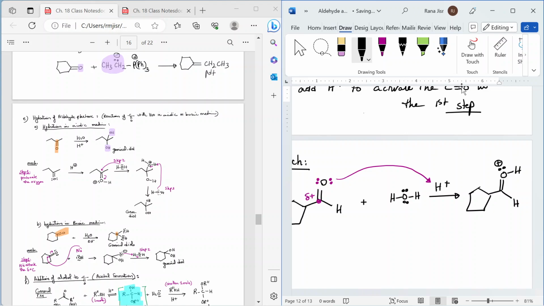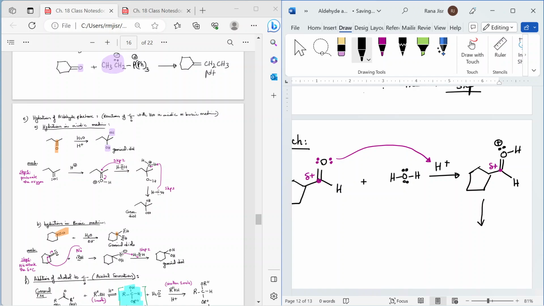Now, after you protonated the oxygen, this carbon of the carbonyl is ready to accept the water as a nucleophile. So now it is partial positive and it is way more electrophilic. This carbon over here is more electrophilic than this carbon over there because of the positive charge on the electronegative element. So now this carbon of the carbonyl is ready to accept the neutral nucleophile.